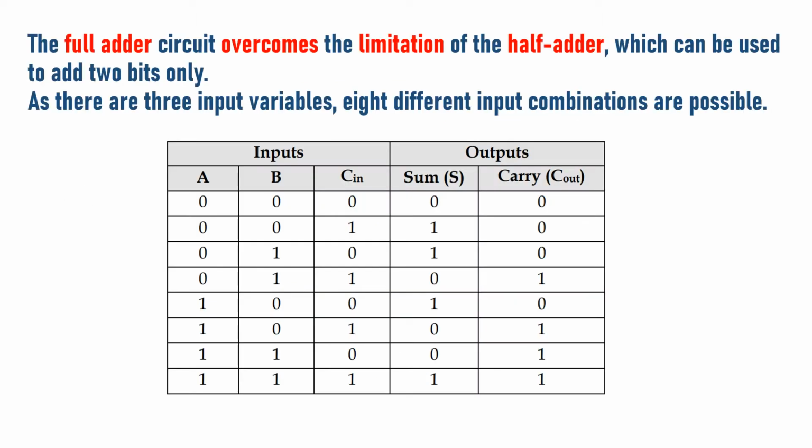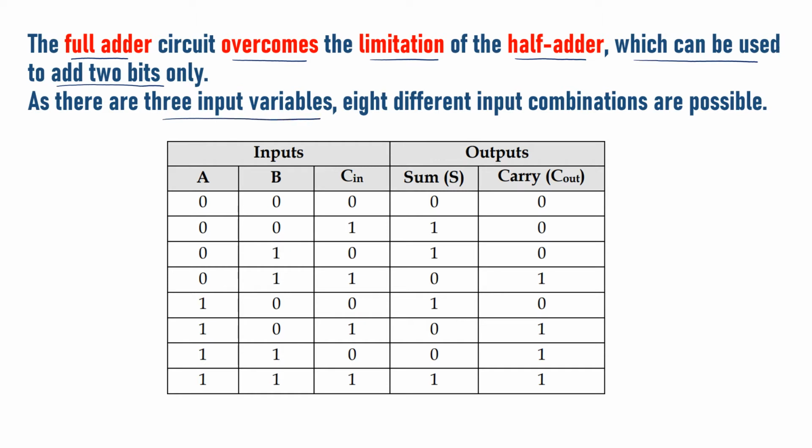Here is the truth table for the full adder. The full adder circuit overcomes the limitations of the half adder, which can be used to add two bits only, because in a half adder we are using only two bits. Here in this full adder we are going to use three input variables.